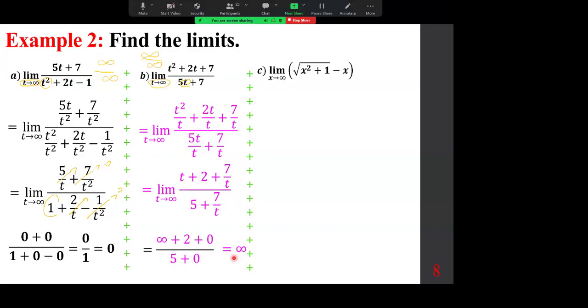Here's another one. If you plug in, you get infinity minus infinity. Because if you were to plug in, you would say square root of infinity squared plus 1 minus infinity. And I hope you recognize this as infinity. You get infinity minus infinity. What is infinity minus infinity? Indeterminate.